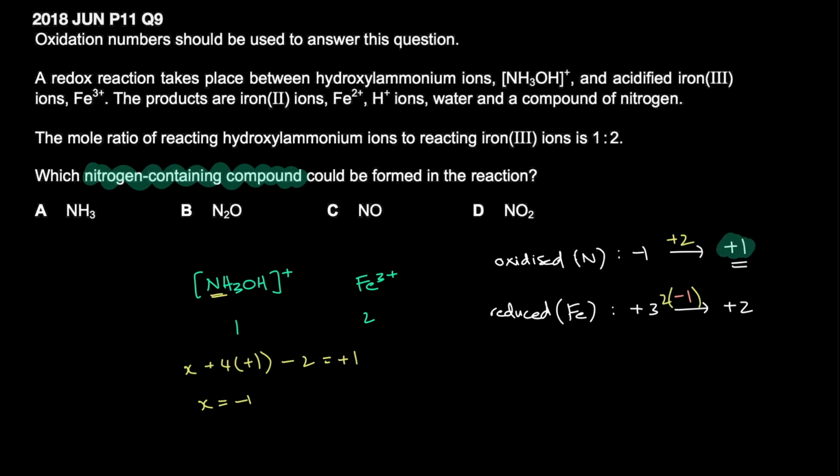So now we need to figure out which nitrogen containing compound has nitrogen with an oxidation number of +1, and the answer over here is B, N2O. Because over here we have 1 oxygen, the oxygen is -2, so that means each of the 2 nitrogens must be +1 for the overall oxidation number to be 0.